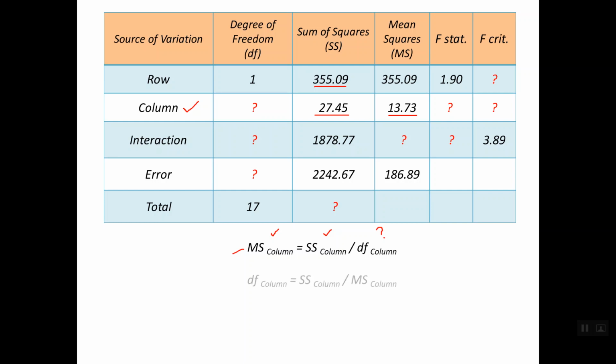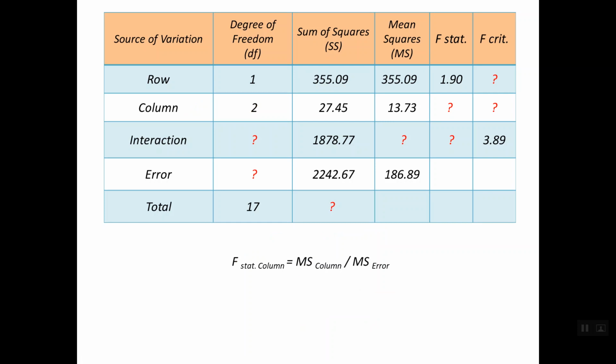If we rearrange this formula to solve for the degree of freedom for the second factor, we simply divide the SS by the mean square. The SS for the second factor is known, and the mean square for that factor is already known. So the value of the degree of freedom for the second factor is simply equal to 2. So we replace the question mark by this value, which is 2.